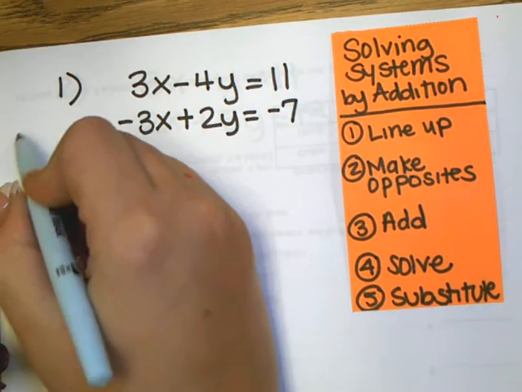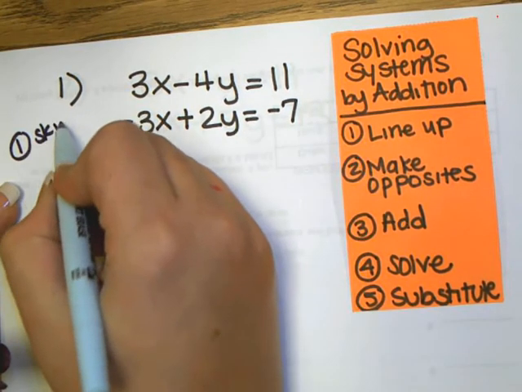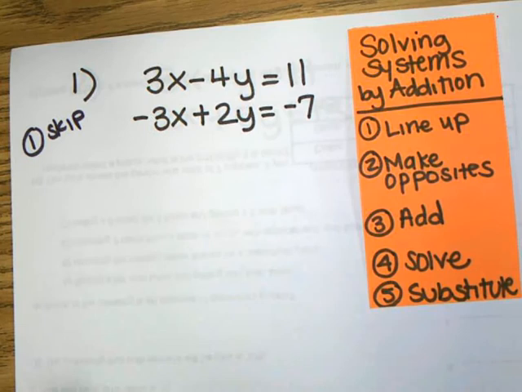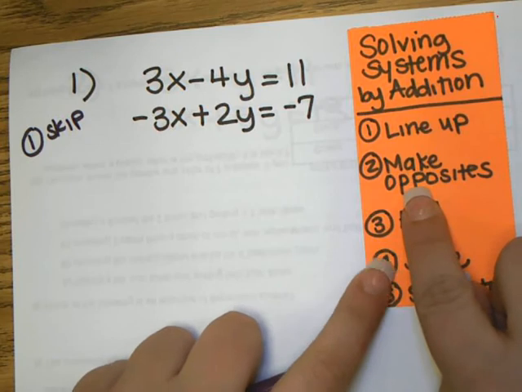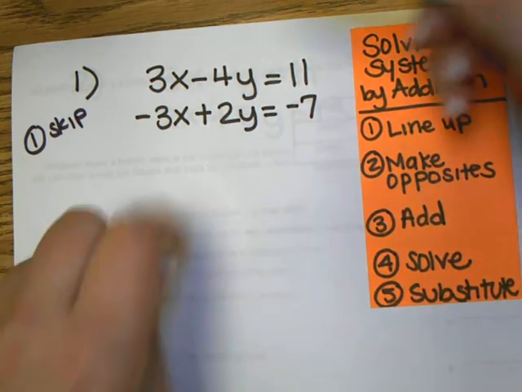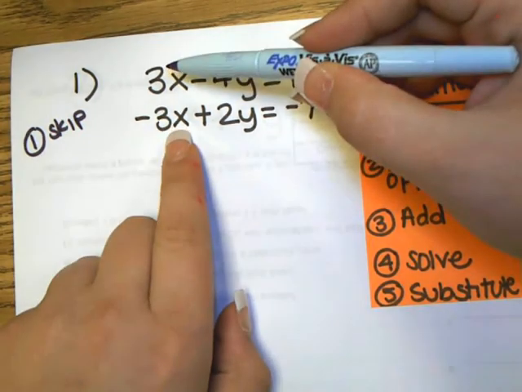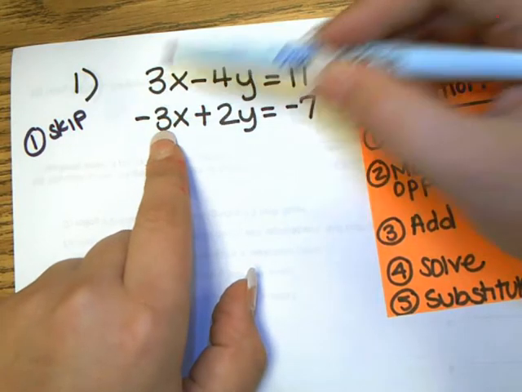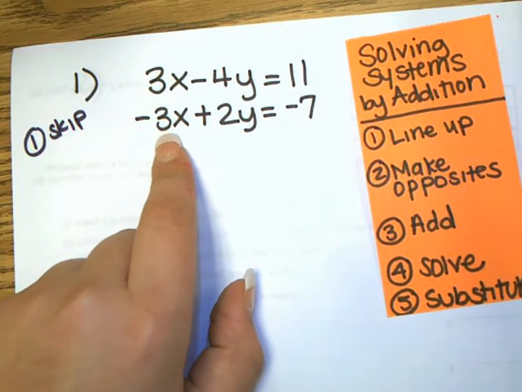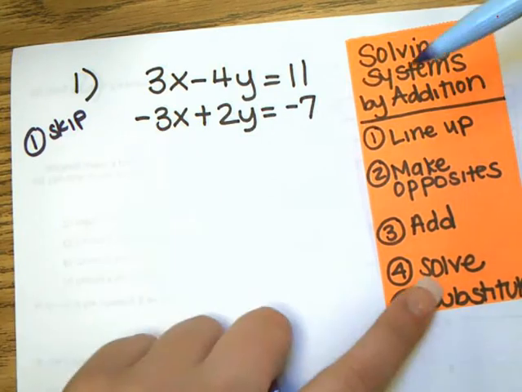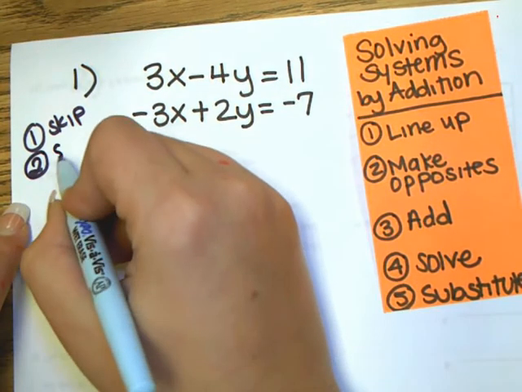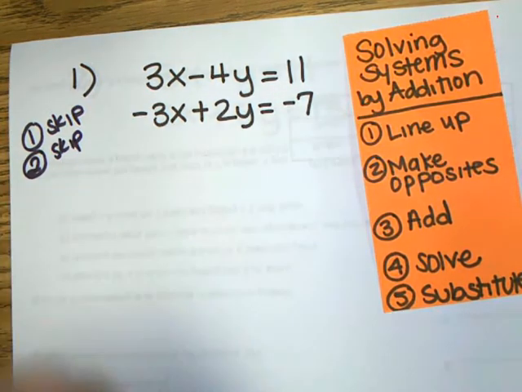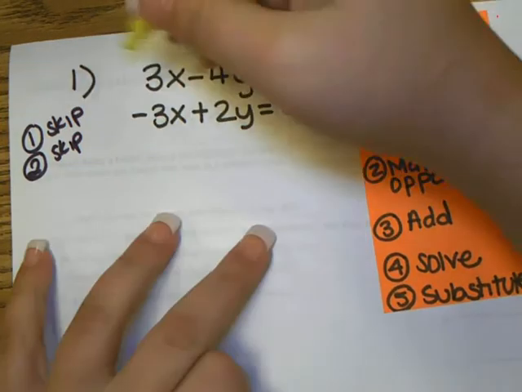For step 1 here, we're going to skip. We have nothing to line up. It already is given to us lined up. Step 2 is make opposites. So if we look here, we don't even need to do step 2 because 3 and negative 3 are opposites. So our x terms are already opposites. So now, step 2, we can skip. We have opposites right here.